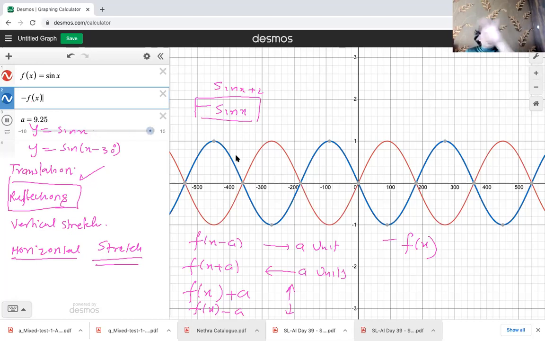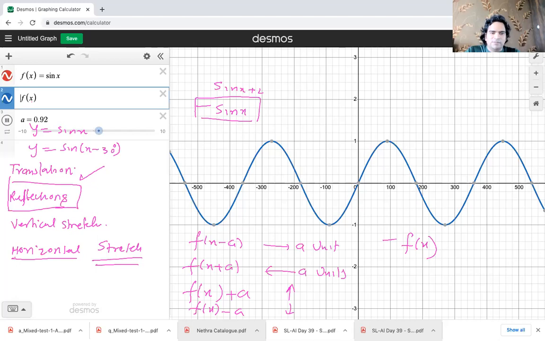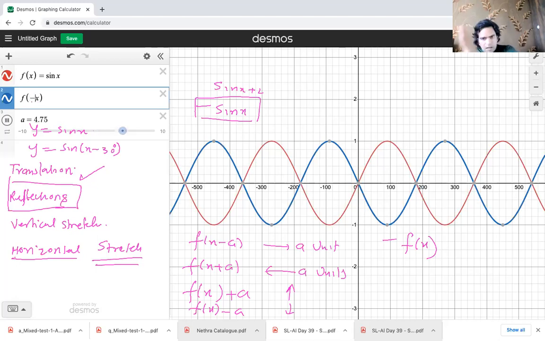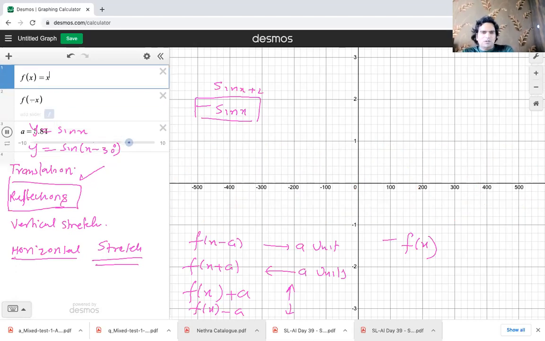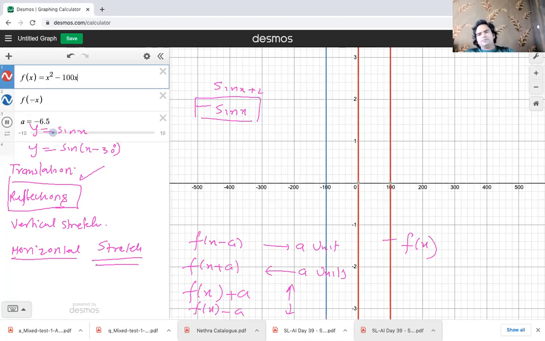Now, reflection across the y-axis is not that frequent. In that case, when you make x values negative, the graph gets reflected in the y-axis. Now, if I change the first function from sine x to a quadratic, let's say x squared minus 100x or something, you can see now, actually, I'll just reduce the view window. I'll reload this.